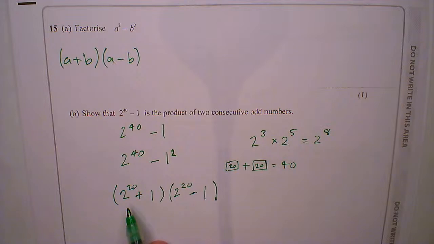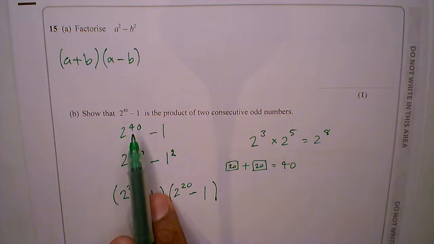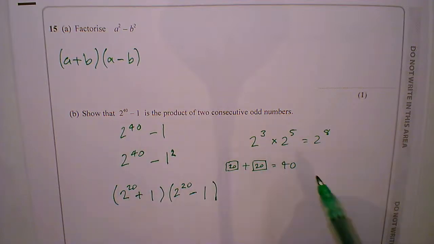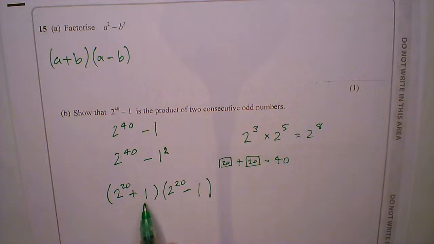So 2 to the power 20 times 2 to the power 20 is 2 to the power 40. The pluses and the minuses will cancel each other out, and you've got minus 1 and plus 1. So show that 2 to the power 40 minus 1 is the product of two consecutive odd numbers. And so because you've got plus and minus, they represent odd numbers.